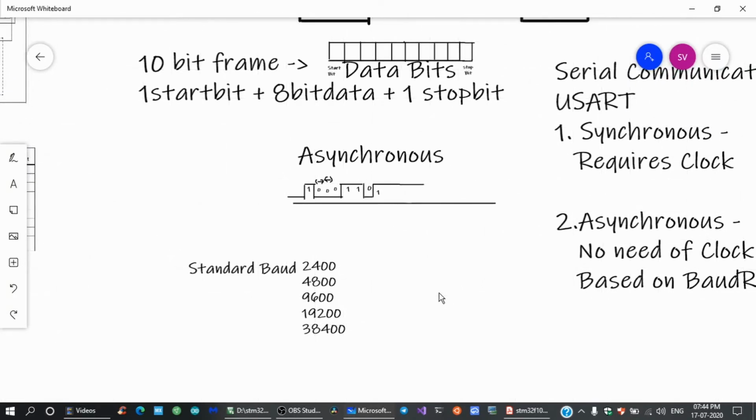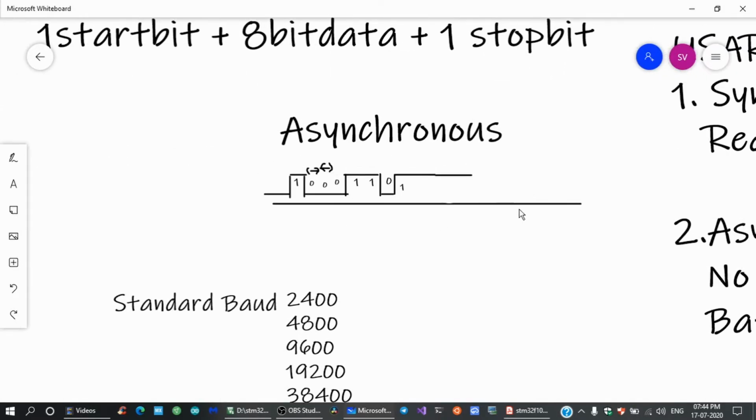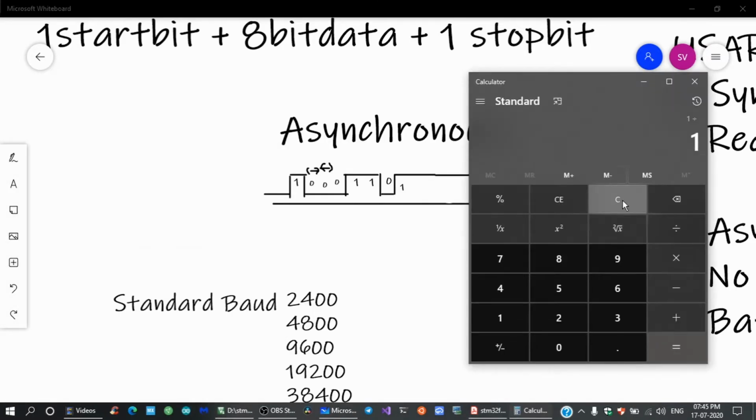In asynchronous communication, how is the data recognized? If you take a look at this data in asynchronous communication, here you can see a 1 can be differentiated from a 0. But how do we differentiate between these two zeros? It is done with the help of the baud rate. A commonly used baud rate is 9600. So the length of each bit is around 104 microseconds. Let's calculate 1 divided by 9600, which is around 0.000104, that is 104 microseconds.